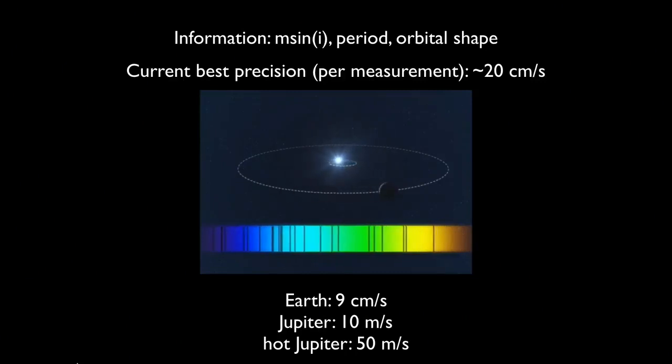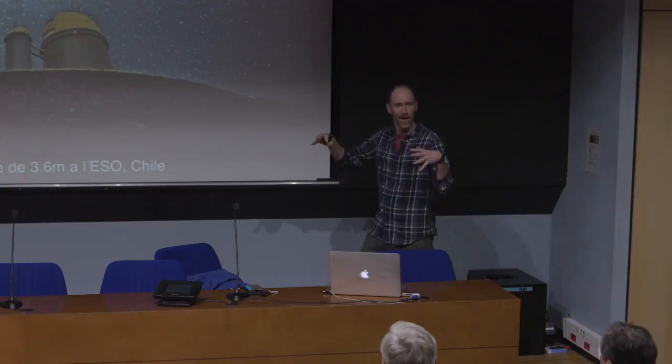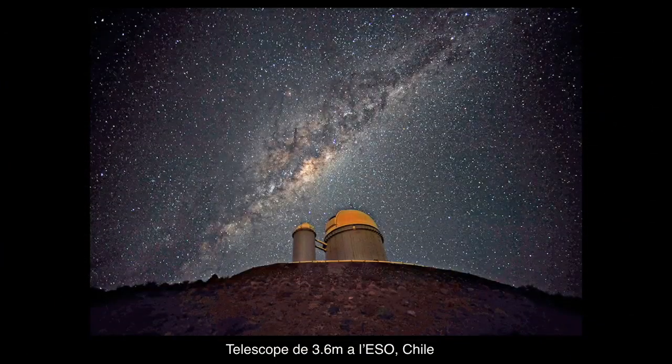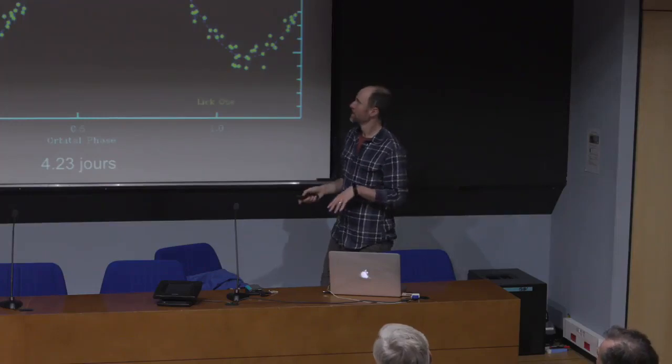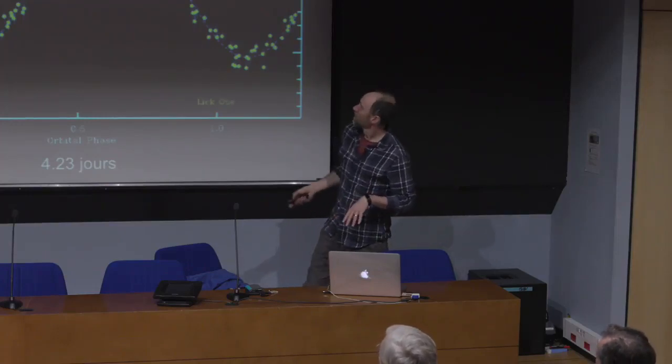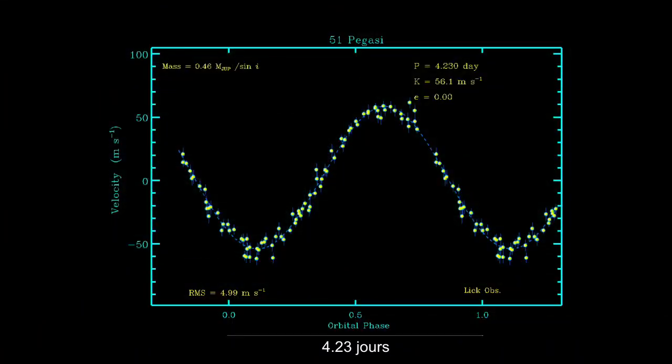And since this is from the public talk part, you get to see some pictures of telescopes. This is the ESO 3.6 meter telescope in Chile that has the HARPS instrument, which is one of the best radial velocity instruments out there right now. And here's the data for the first detected exoplanet around a main sequence star, 51 Pegasi. The curve that you see is the velocity of the star as a function of time, and you can see the amplitude here is something like 50 meters per second.